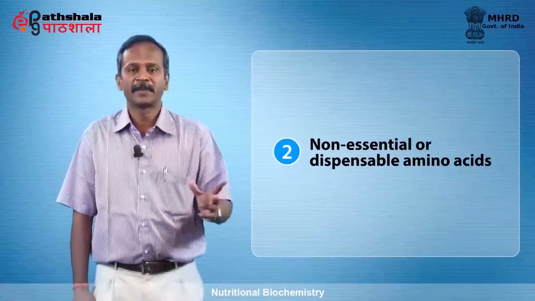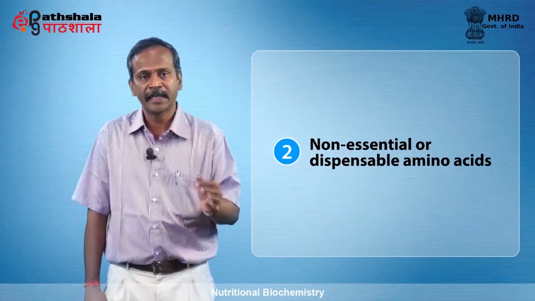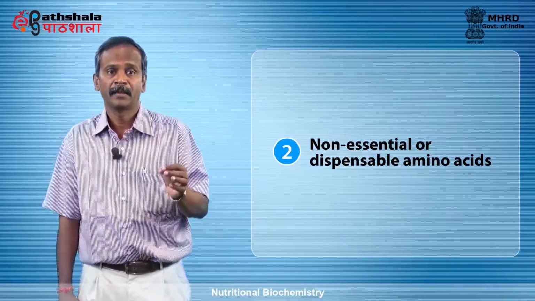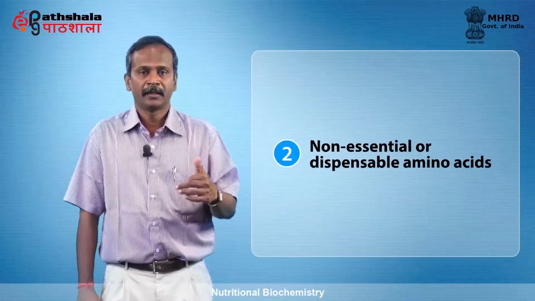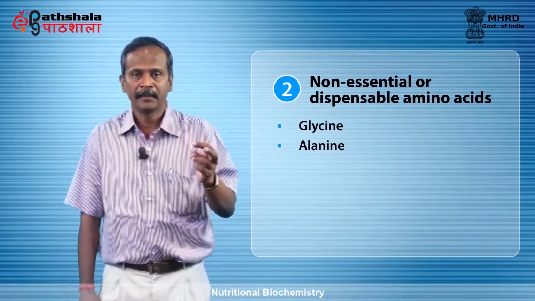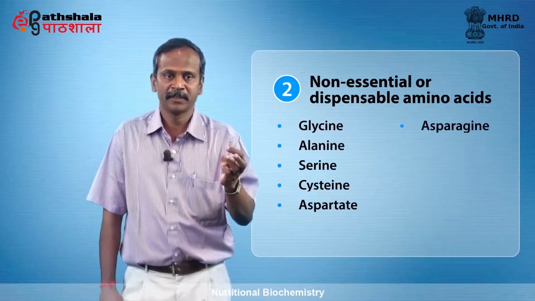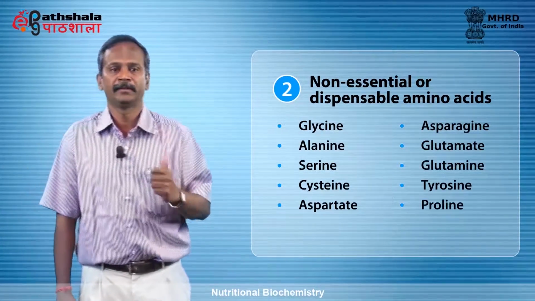Non-essential or dispensable amino acids. The body can synthesize about 10 amino acids to meet the biological needs. Hence, they need not be consumed in the diet. These are glycine, alanine, serine, cysteine, aspartate, asparagine, glutamate, glutamine, tyrosine and proline.